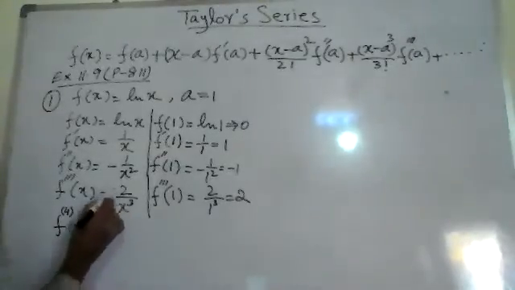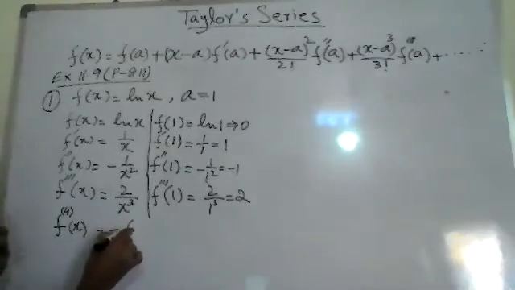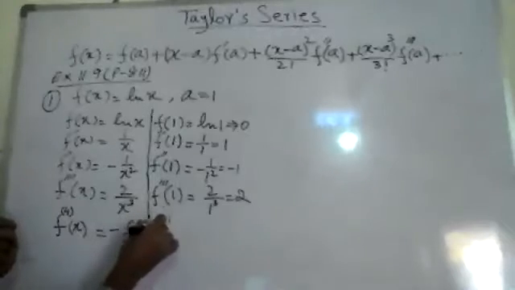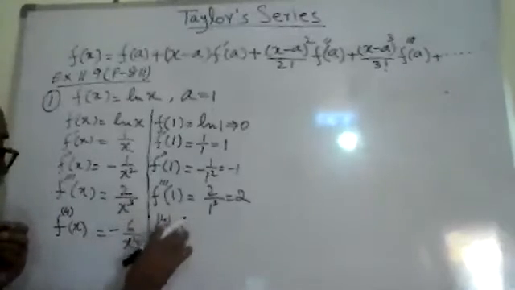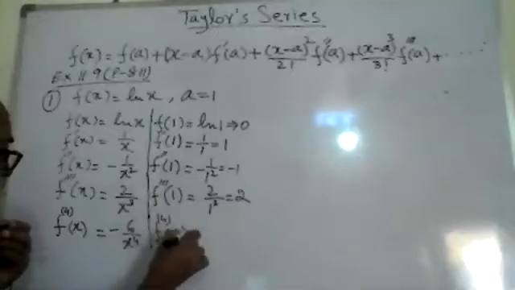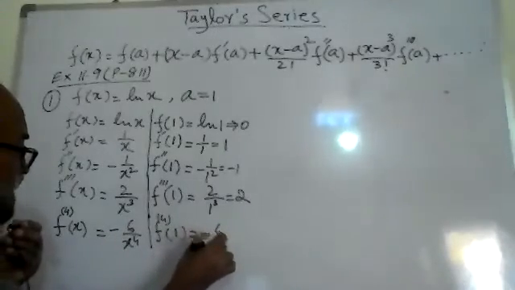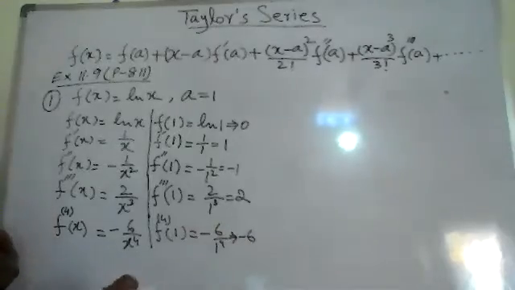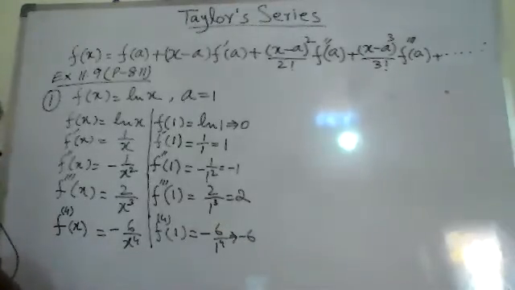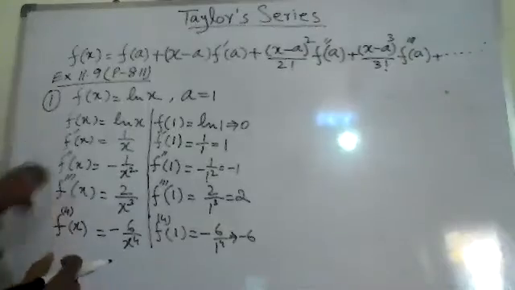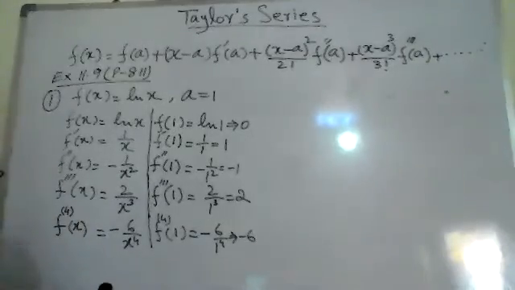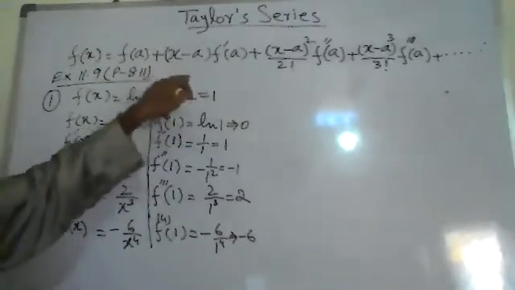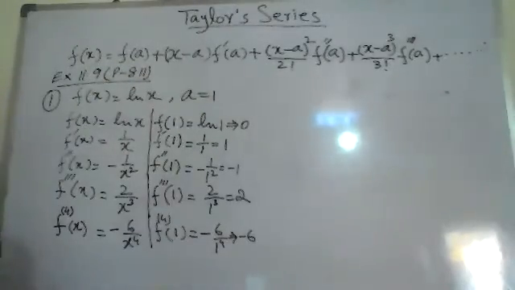Now its derivative is minus 6 upon x raised to power 4. So f fourth derivative at 1 is minus 6 upon 1 raised to power 4. It will become minus 6. So we will take derivatives up to the fourth or up to the third, and then we will put all these values in the formula to get the answer.